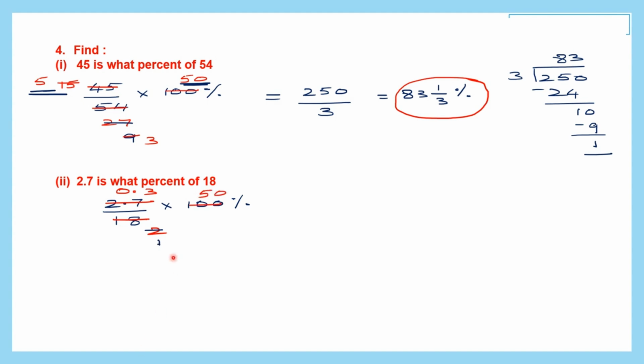Now all I have to do is multiply 0.3 into 50. That is 50 into 3. 50 into 3 is 150, and since here we have 0.3, there is one decimal place, we have to put a decimal place here. So this is 15, or the final answer is 15%. So this is our final answer.